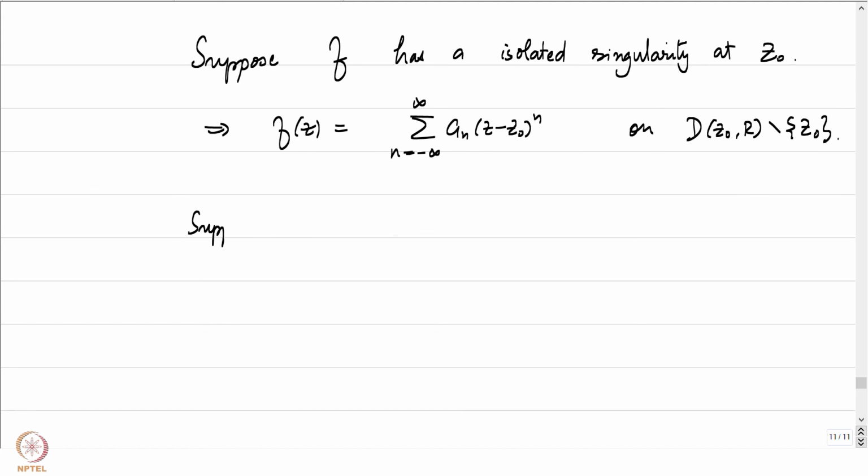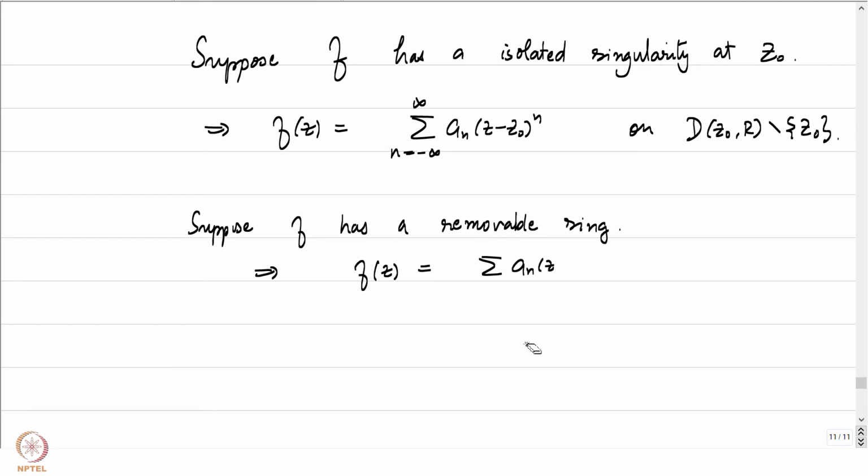Suppose the function f has a removable singularity. What does that mean? That means that you can write f as equal to g on D(z0, R) minus z0, where g is a function holomorphic on D(z0, R). By using the power series expansion there, f of z is going to be equal to the summation of b_n (z minus z0) to the power n, where n is equal to 0 to infinity.